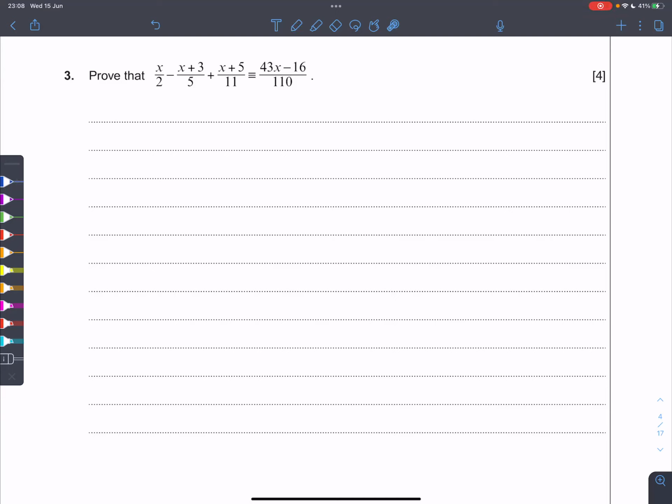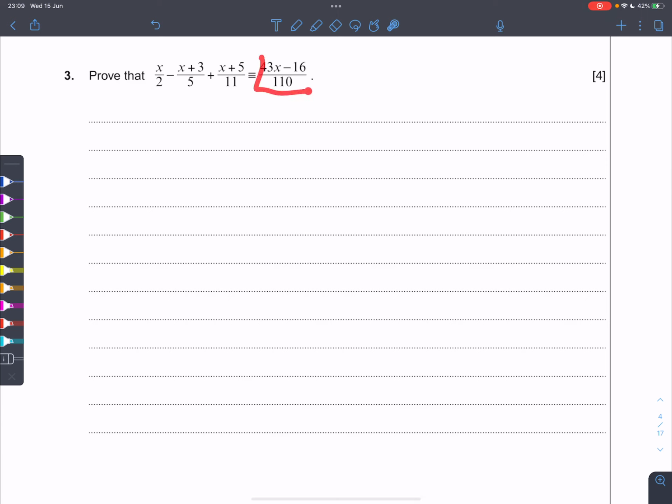Okay, this is question 3 on the 2019 WJC additional maths paper. So this is an identity question. And I can see this is an identity question because of this triple equal sign. That means that no matter what the value of x that we put in, this left-hand side will always give us this right-hand side. So if I want to prove that, what I need to do is take that left-hand side, rearrange it to get the right-hand side.